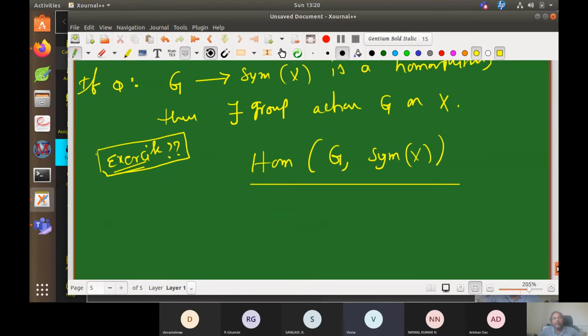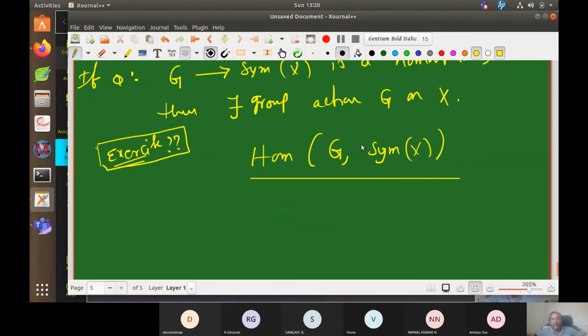No, he simply asked that. See, he also got this idea: the set of all homomorphisms from G to the symmetric group of X is itself a set first, right? What does the set contain? Yes, it has the identity also. I think he got it from that example only. So for sure it is a monoid. Is it a group or not? We have to check.